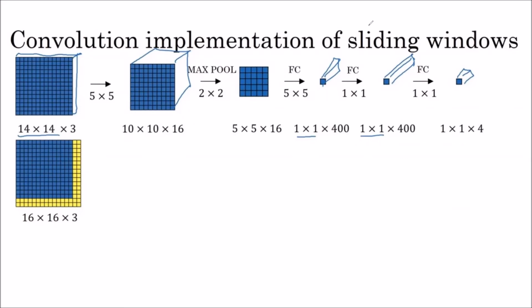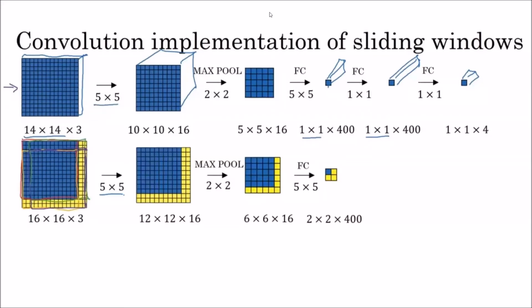Now we are using the same 5 by 5 filter, and we are using 16 such filters. So the output is 12 by 12 by 16. And then max pooling, after the max pooling, the output is 6 by 6 by 16. This time we are using the 5 by 5 filter and 400 such filters. Each filter has 16 channels. The output is 2 by 2 by 400.